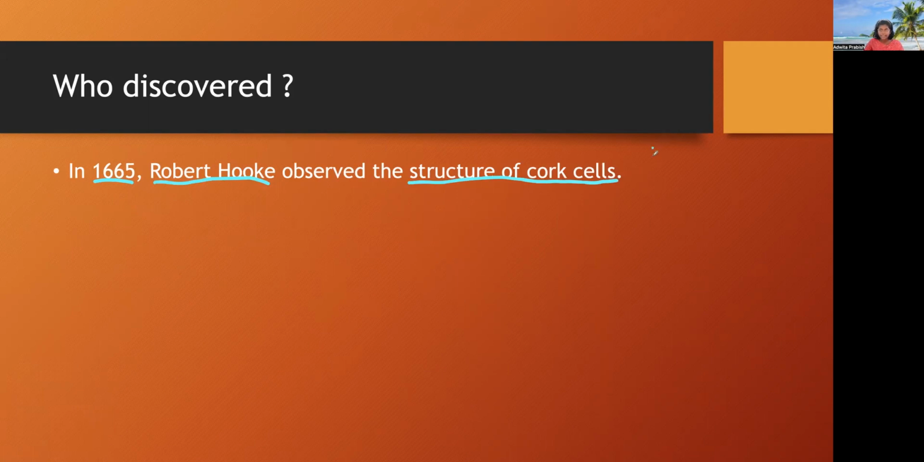So cork cells, what he saw under the microscope was looking like this. It was like small compartments, and these compartments reminded him of the lonely saints in the monasteries. So he coined the term cells, which is used till today.